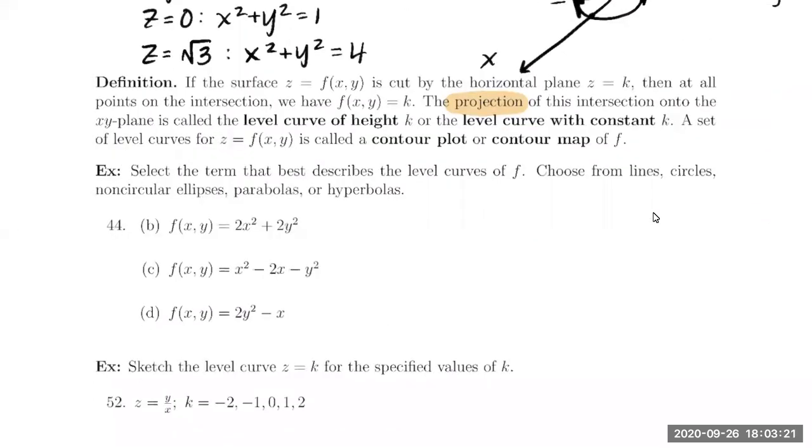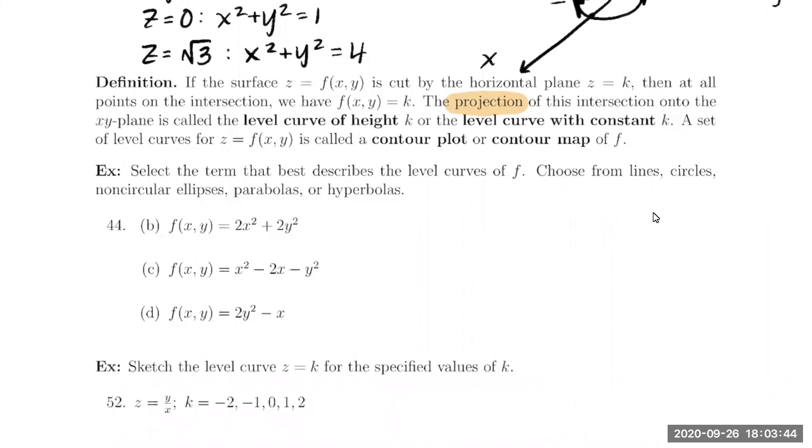All right, so in this example, we just want to indicate what the level curves are going to be in these particular cases, and then we will take a look at drawing an actual contour map. So example, select the term that best describes the level curves of f. Choose from lines, circles, non-circular ellipses, parabolas, and hyperbolas.